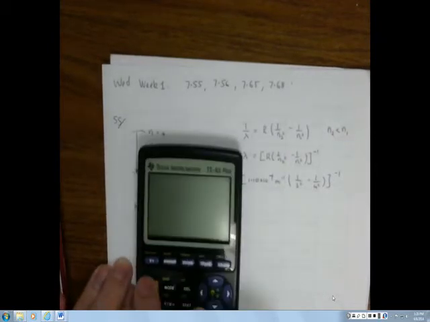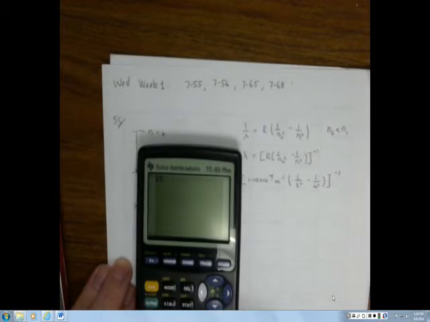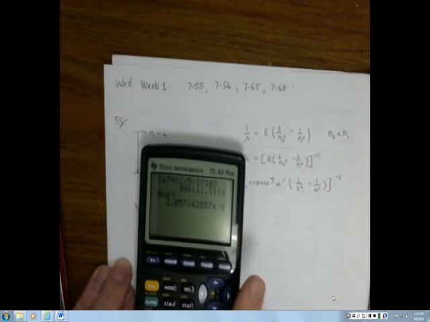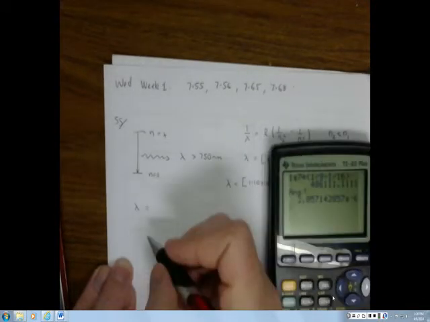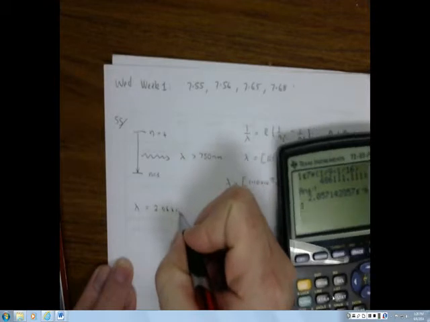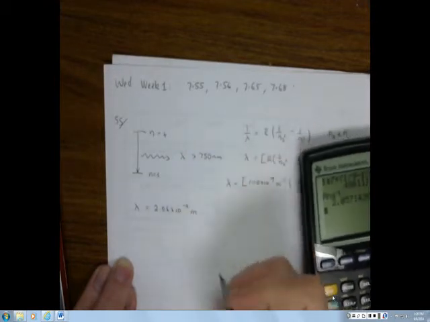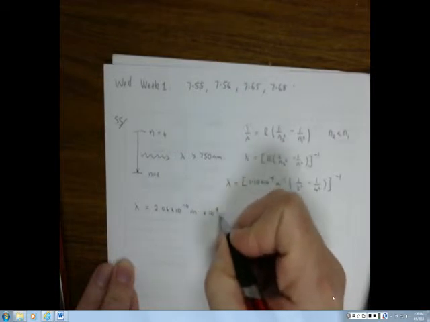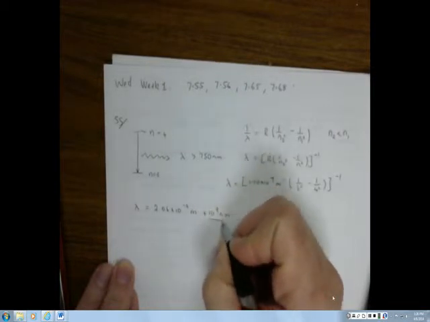Okay, so lambda equals, let's put all of this into the calculator. 1, turn the calculator on, 1 exponent 7 times parentheses 1 divided by 9 minus 1 divided by 16, close the parentheses, equals to the minus 1, 2.06 by 10 to the minus 6 meters. We can turn that into nanometers if we want, times 10 to the 9 nanometers per 1 meter.